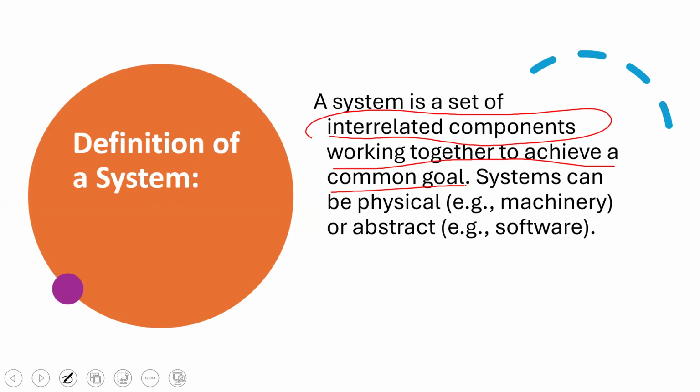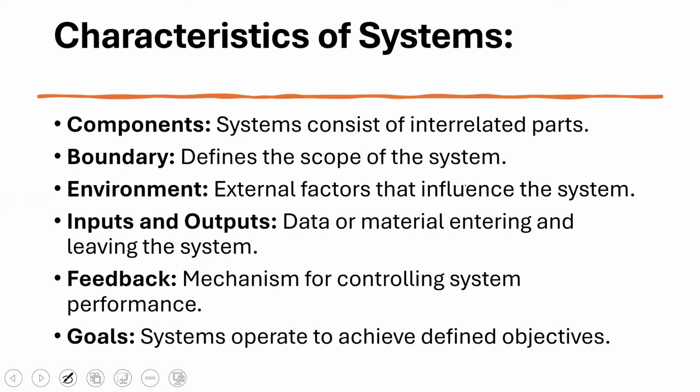An institution can be a system. A department can be a system. A company can be a system. A supermarket can be a system. A computer can be a system. But when you have different components that are working together to achieve a particular goal, that gives you a system. So what are the characteristics of a system? Number 1, components. A system consists of integrated parts. Meaning that you have different parts that are working together according to a plan in order to help you achieve this particular goal.